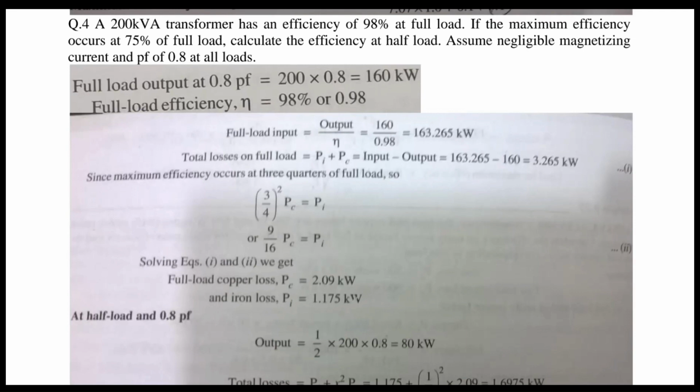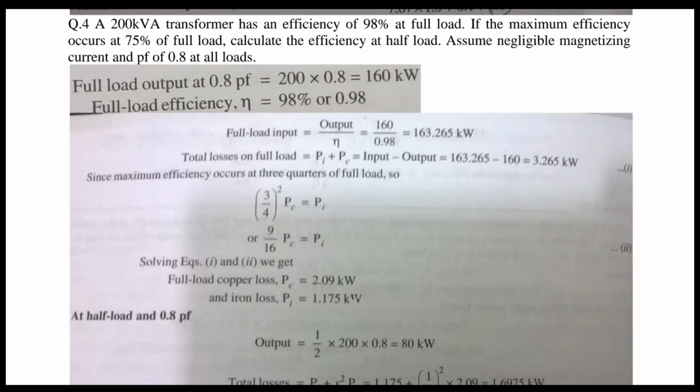Now the total losses are the iron losses and copper losses, and these losses are the difference of the input minus output. So when we do this difference, we get 3.265 kilowatt. So this is the sum of the iron loss and copper loss.